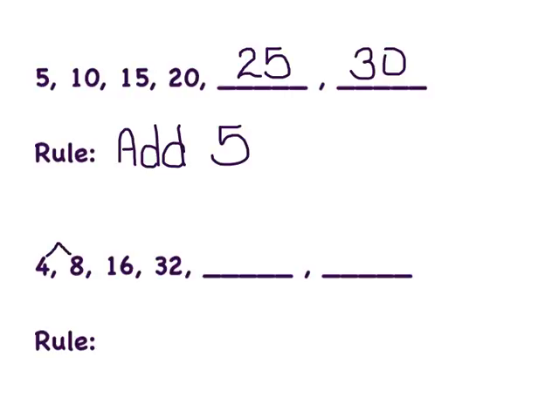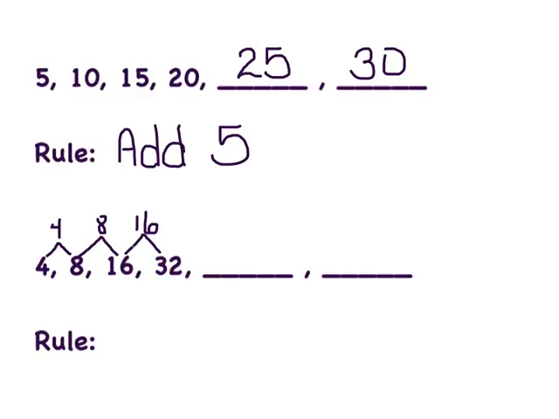From 4 to 8, I would go up 4. And from 8 to 16, I would go up 8. From 16 to 32, I would go up 16. Let's see if we see any pattern here. 4 and 4 is 8. 8 and 8 is 16. 16 and 16 is 32. So what are we doing? We're doubling.